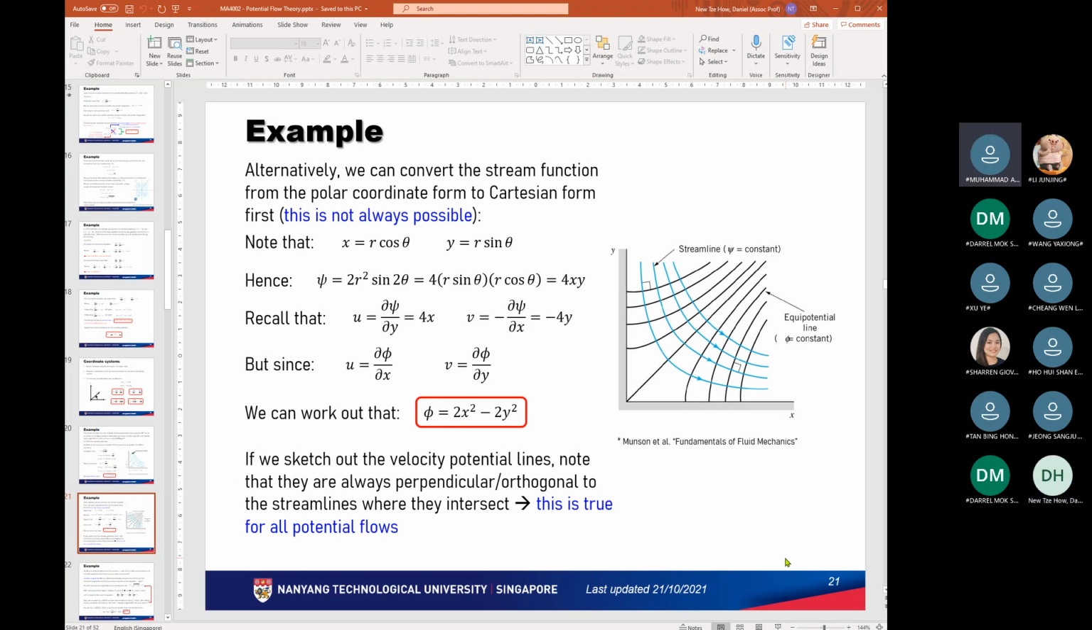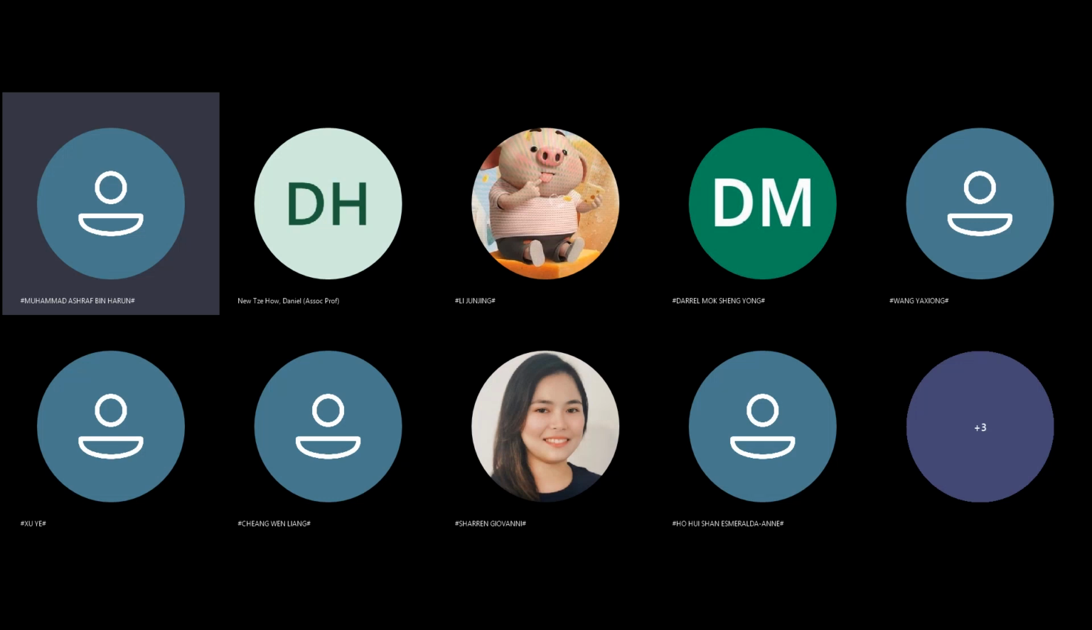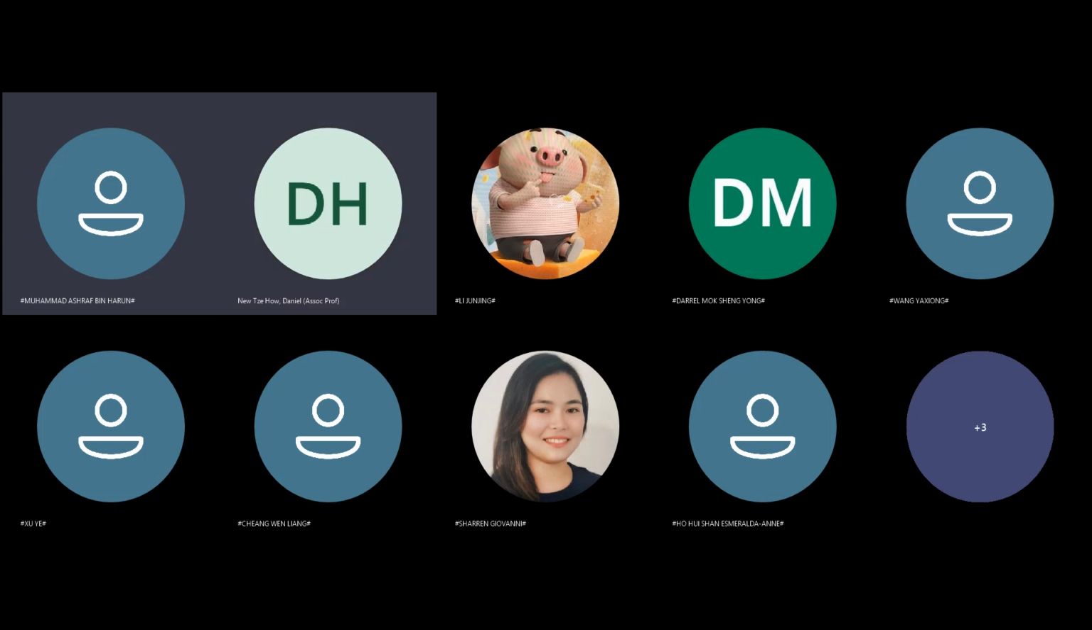So I got another question. It's for question 7, for tutorial 2. For the sink component, when you want to find the velocity, there is a negative sign. Is it a negative sign because it's a sink, or because it's the opposite direction of the source? It's a negative sign because it's a sink.